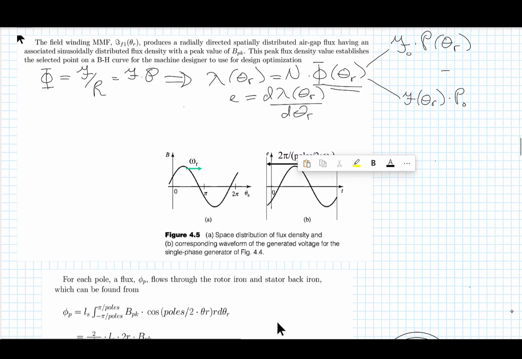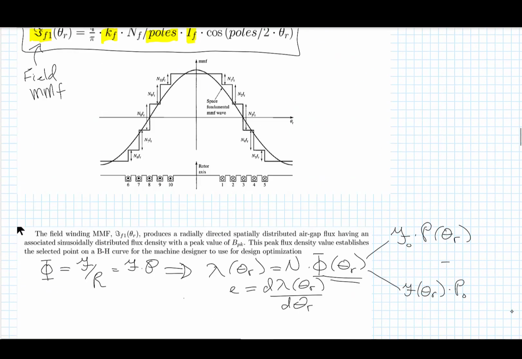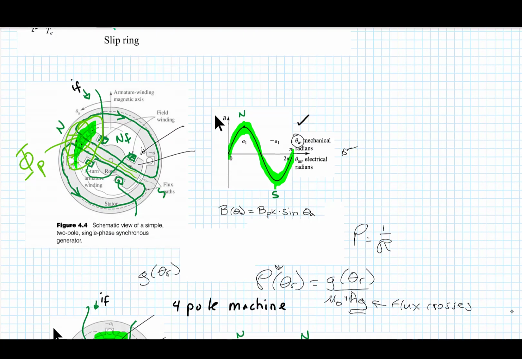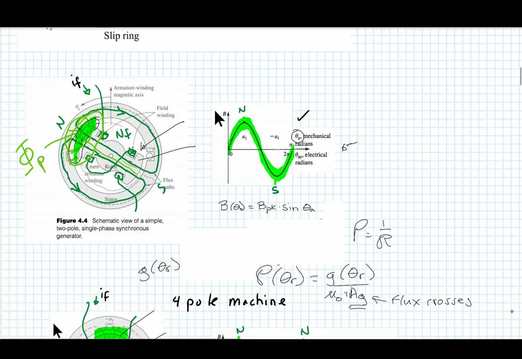Well, let's go back again to the flux density we were talking about up here. Recall when we were describing the flux density, that's the flux density associated with the flux under one pole. And ultimately, we want to come up with what is that flux number per pole? It's going to be associated with this sinusoidally distributed flux density. That flux density was driven by the field MMF.